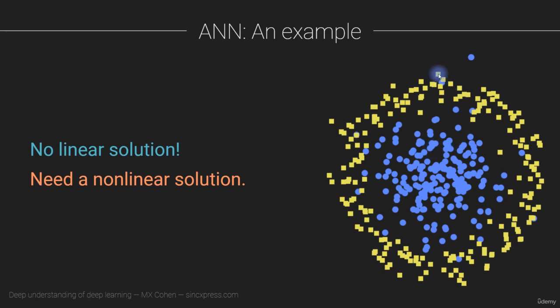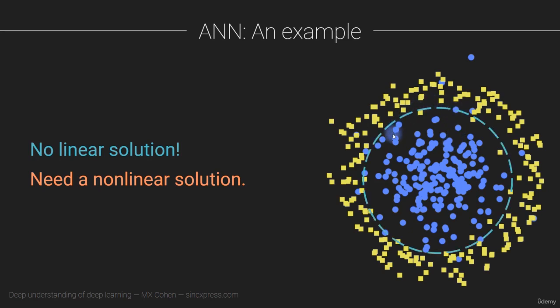And this is where deep learning really excels. This is where deep learning really shines through. Deep learning is amazing at solving complicated problems that require non-linear solutions. Well, you can imagine that in this case, the separating line is actually a separating circle.